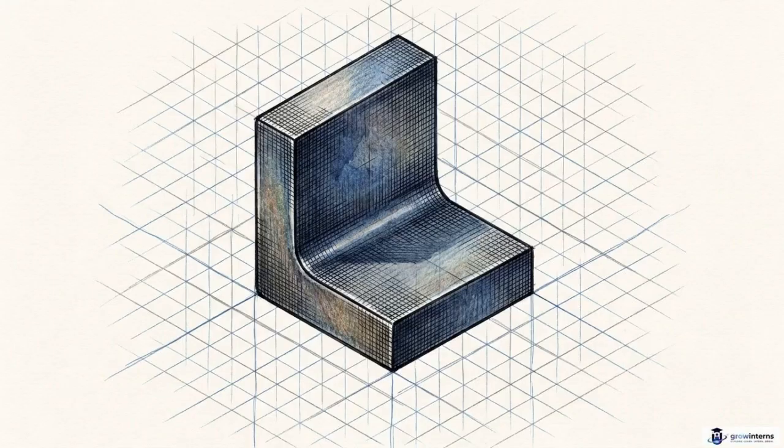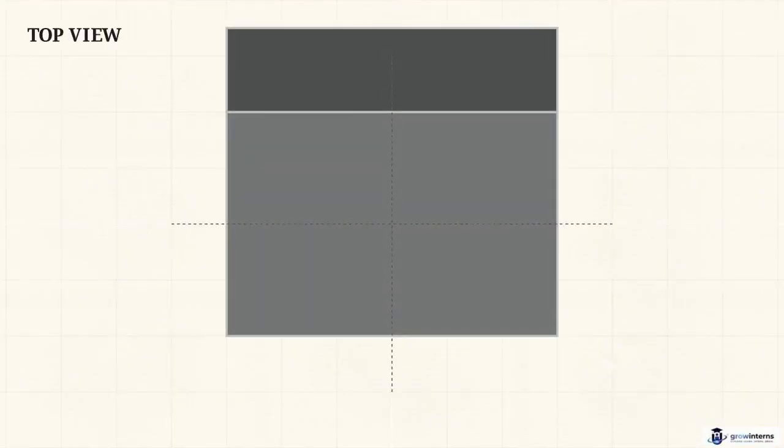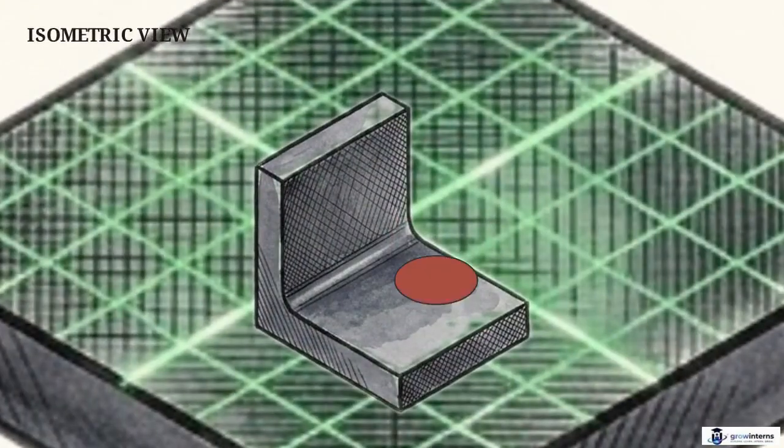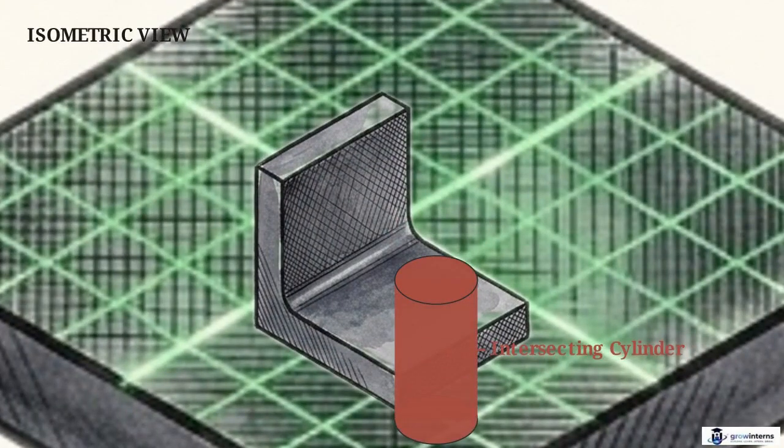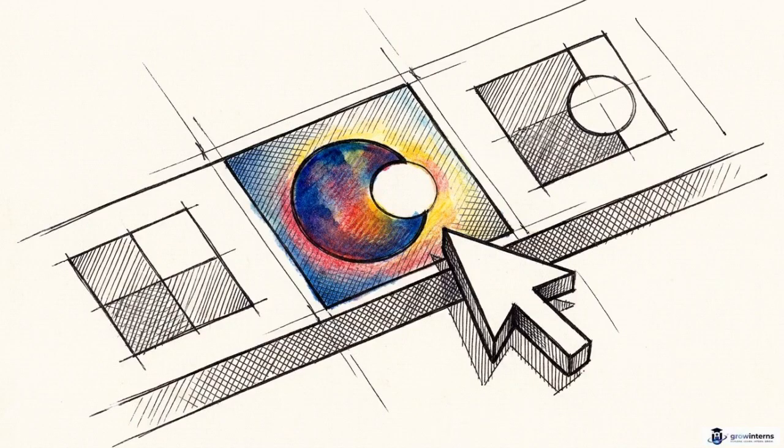To finalize this as a functional part, we need a bolt hole that penetrates through the center of the base plate. Draft a 2D circle on the top surface of the base. Extrude that circle completely through the bottom of the bracket, creating an intersecting cylinder. We will now use the Subtract command to remove that cylinder's volume from the bracket.